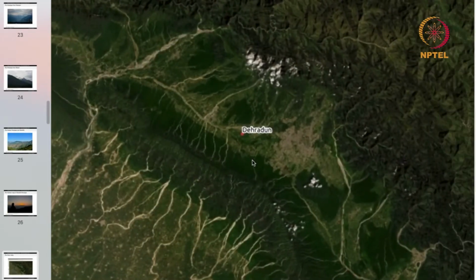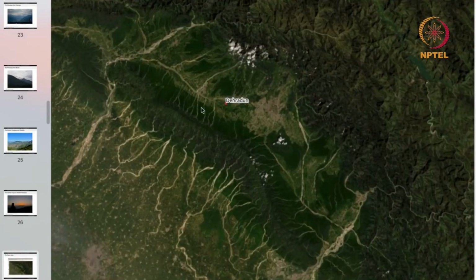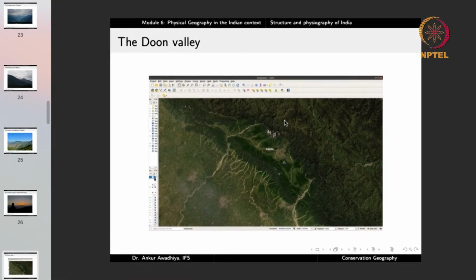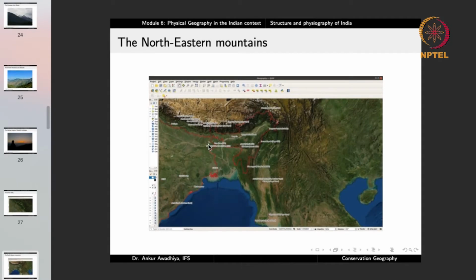This is the Doon Valley. Doon refers to valley in Garhwali language, and here you can find that you have hills to the south, hills to the north, and here you have Dehradun. So the Himalayas also have a large number of valleys between the ranges.